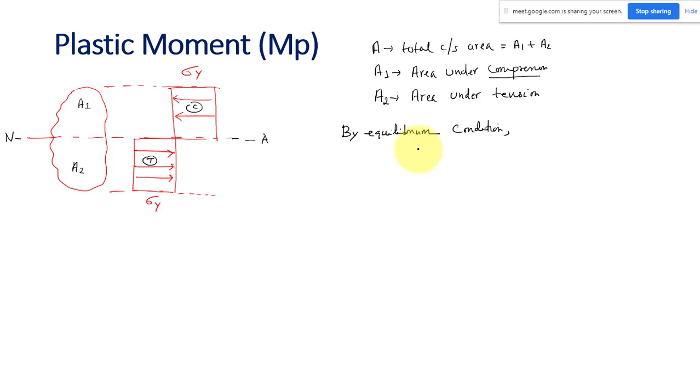So finally, what is the equilibrium condition? The algebraic sum of the total force should be 0. That means your condition is that the total compressive force must be equal to the total tensile force.